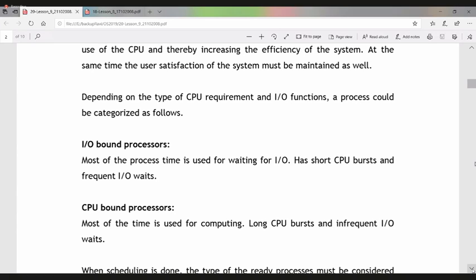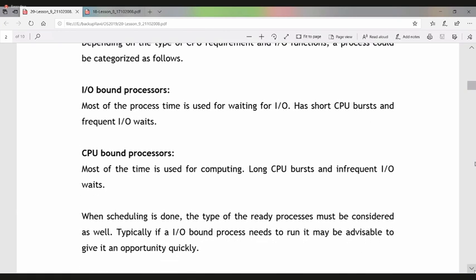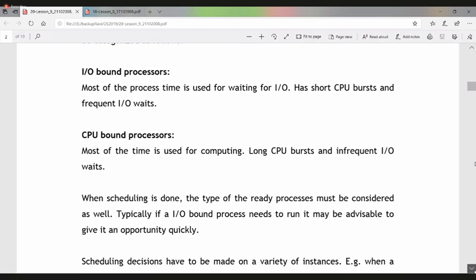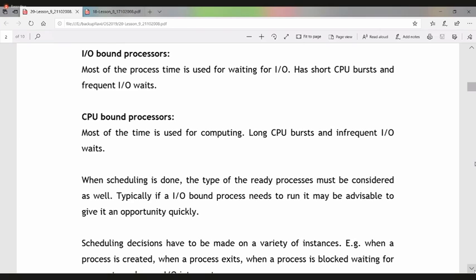On the other hand, CPU bound process means, let's say, so many calculations you have to do. So most of the time is used for computing. Long CPU bursts, so you need long use of the CPU and rarely use input outputs. Okay, so we can have two types of processes. When scheduling is done, the type of the ready processes must be considered as well.